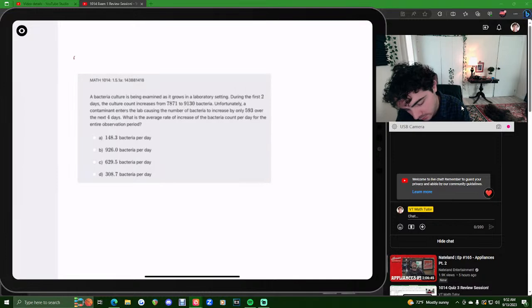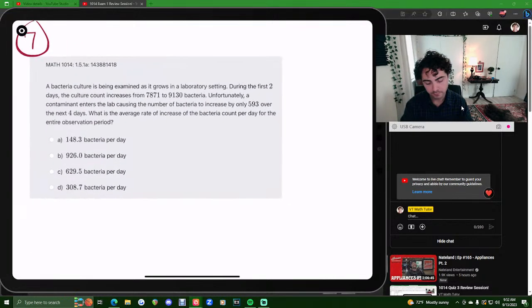Here is number 7. They say we have a bacteria culture being examined and it's growing in some laboratory. During the first 2 days, the culture count increases from this value to this value. And then there's some contaminant, and then the bacteria only increases by 593 over the next 4 days. Then they ask, what is the average rate of increase of the bacteria count per day for the entire observation period?